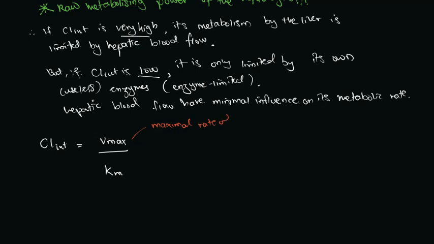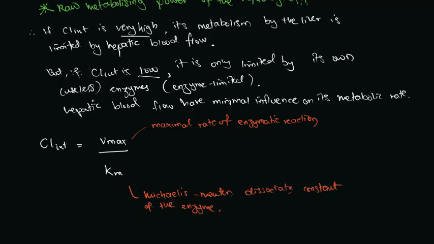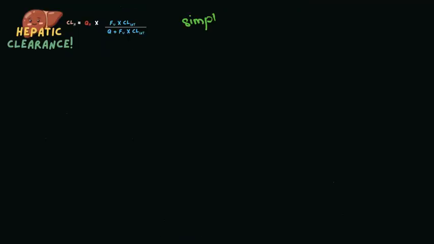Intrinsic clearance can be expressed in the following equation. So intrinsic clearance is equal to Vmax over Km, where Vmax is equal to maximal rate of enzymatic reaction, and Km is actually the Michaelis-Menten dissociation constant of the enzyme, where it is the concentration required to achieve 50% of the maximal reaction time.